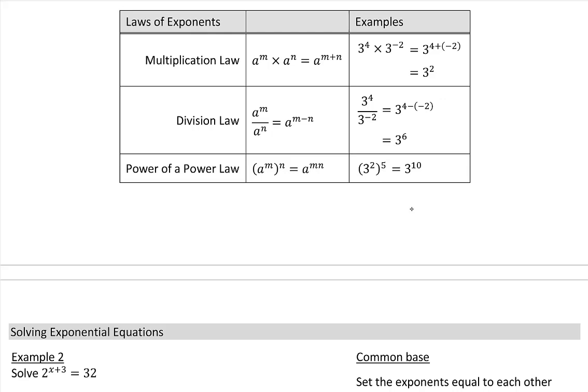Next were the laws of exponents. So we have our multiplication rule. If we multiply powers with the same base, we keep the base and add the exponents. For our division law, if we divide powers of the same base, we keep the base and subtract the exponents. And our power of a power law. If we have a power raised to an exponent, then we just multiply the two exponents.